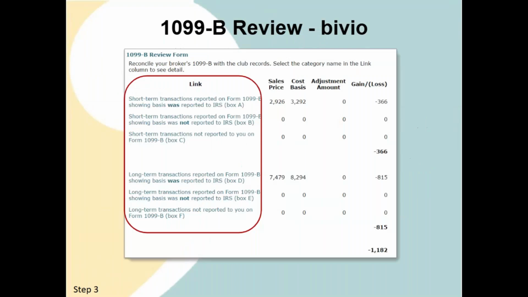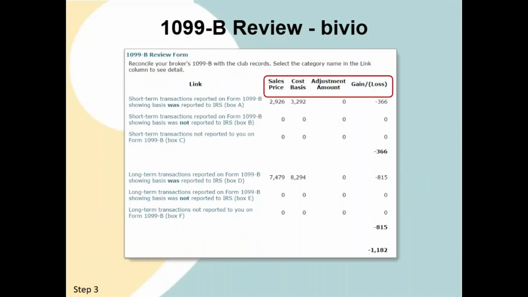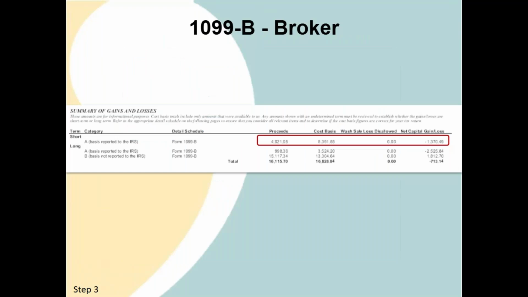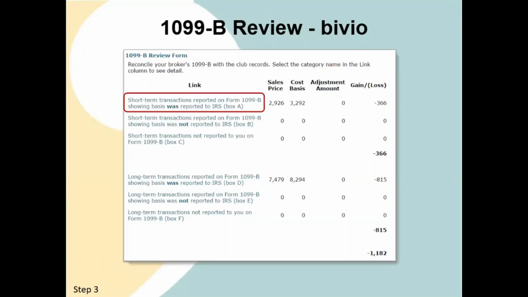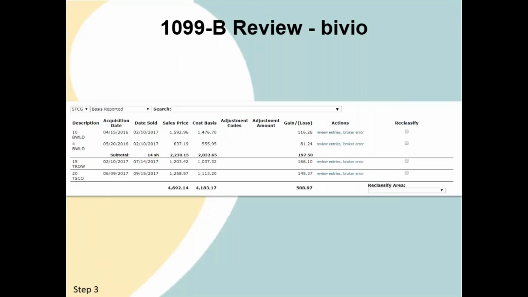You'll see these same 6 categories on the opening page of the 1099-B review report. The first thing you want to do is to look at the subtotals for each column in a particular category. They should agree with the subtotals shown on your 1099 for the same category. If they don't, each row label on the 1099-B review report is a link that will take you to the detail of what is being included in the category. For example, if I click on the first link, I get to the detail of the short-term capital gains, Section A category of basis is reported to the IRS.